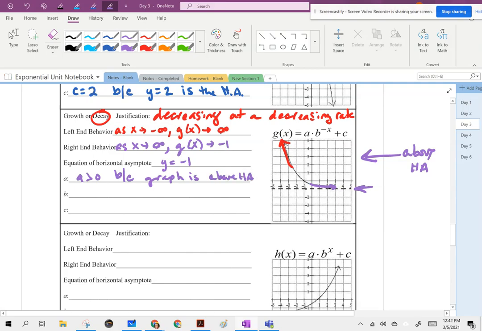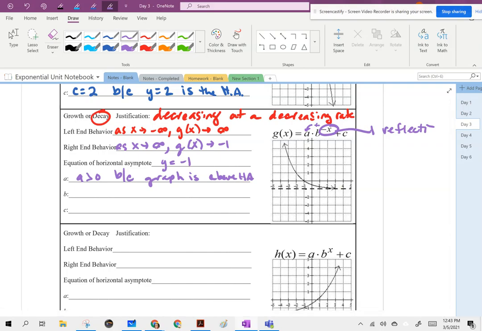Now, there's only one reflection. According to this, there's one reflection because A is positive. So when it's one reflection, it's kind of like the opposite of what it normally started out as. So this would indicate that this is decay, right? Normally this would be with no reflections.